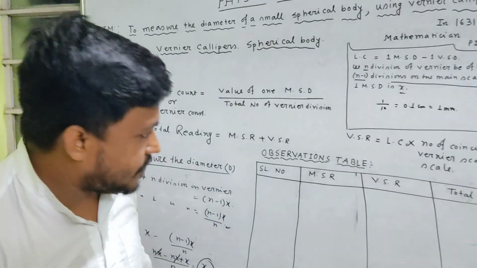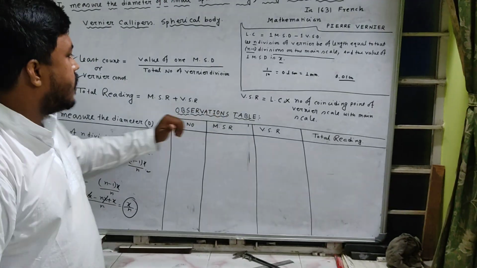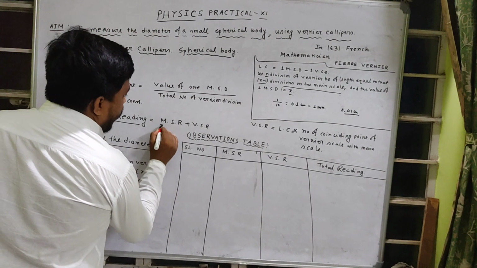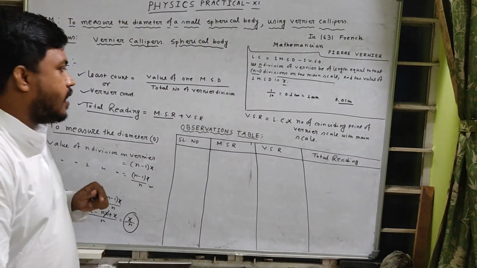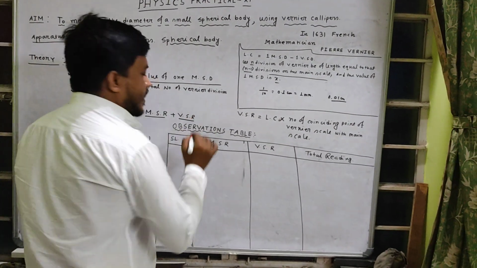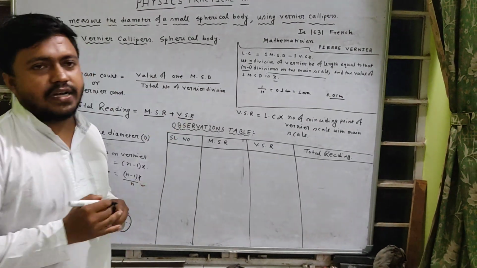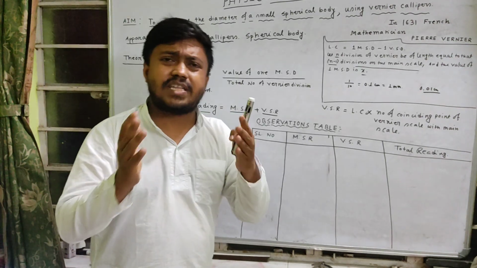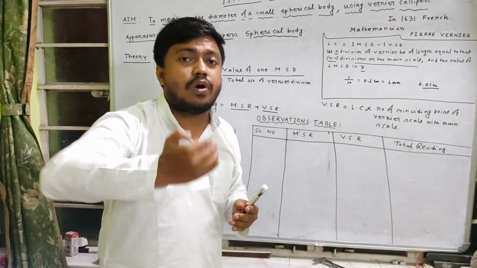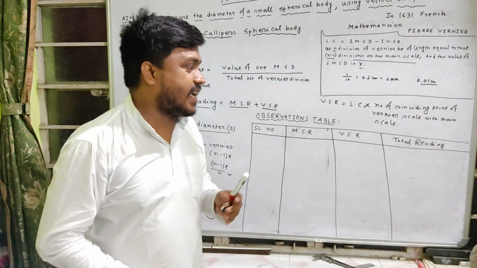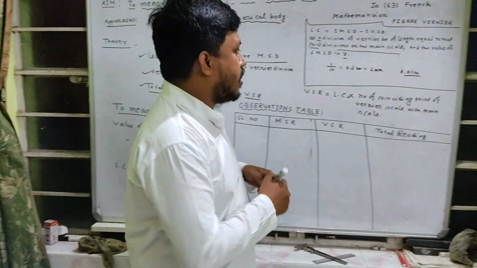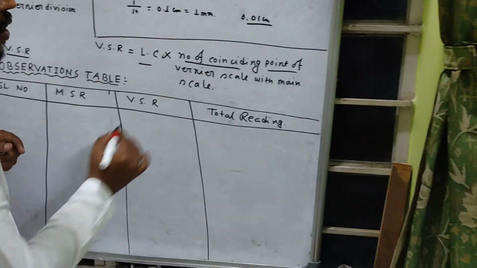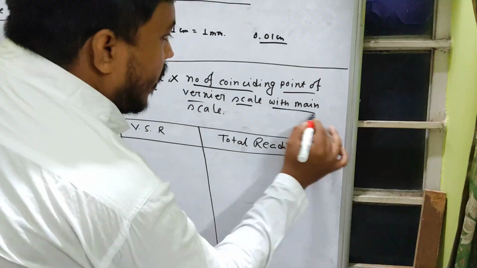I think it is clear, students? Now, students, the total reading formula equals what? Main scale reading plus vernier scale reading. All of you know how to calculate the main scale reading. But how can you find the vernier scale reading? Vernier scale reading formula equals what? Least count into the number of the vernier scale division coinciding with a main scale division.